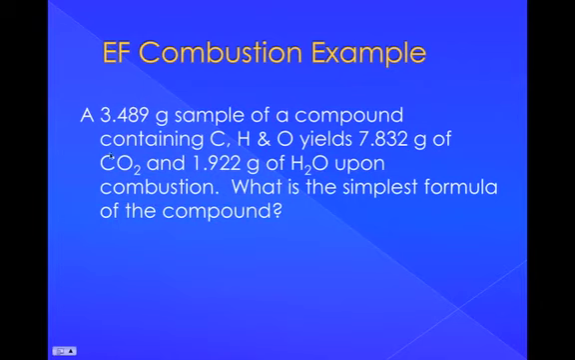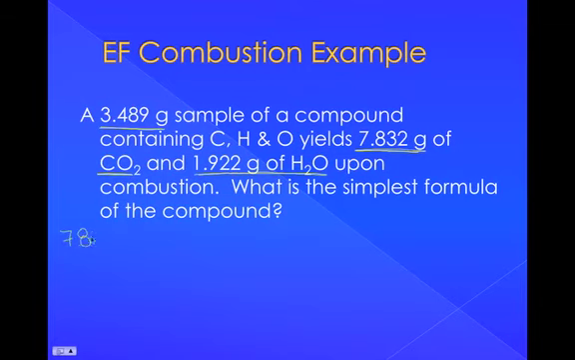We have this size sample. So we're going to need this information right here: a compound containing C, H, and O yields 7.832 grams of carbon dioxide and 1.922 grams of water upon combustion. What is the simplest formula of the compound? Well, the first thing that we're going to do is figure out how many moles of carbon are contained in this many grams of carbon dioxide.